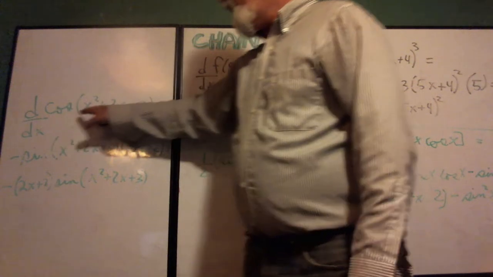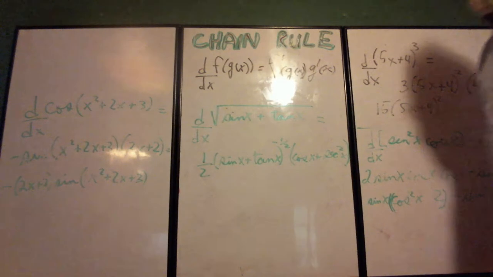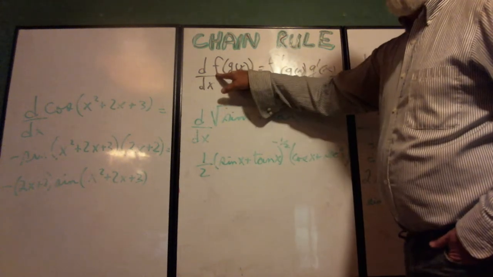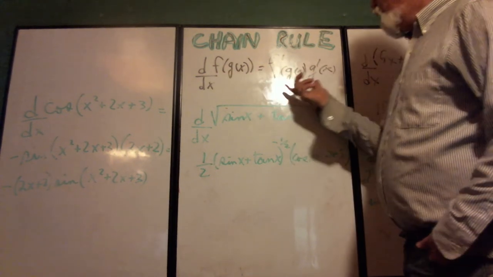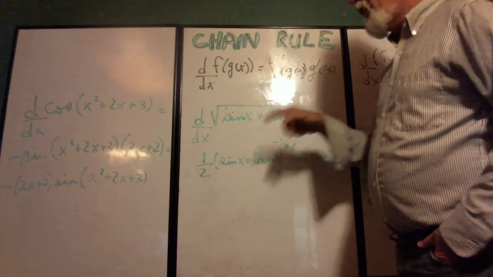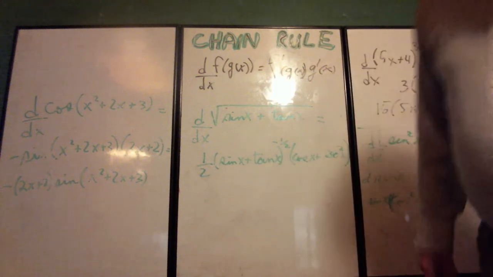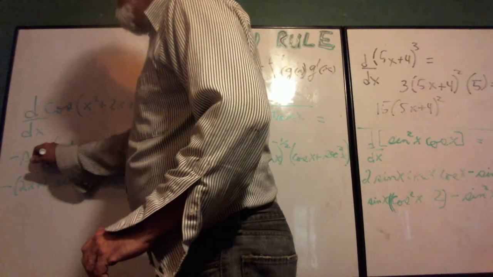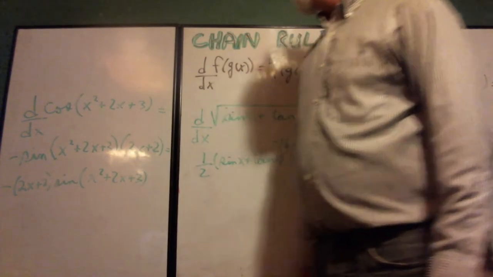So here's the derivative with respect to x of cosine of the quantity x squared plus 2x plus 3. So the outside function is the cosine. The inside function is x squared plus 2x plus 3. So the chain rule says to do this, you take the derivative of the outside function, inside unchanged. Well, the derivative of cosine is negative sine. So you got that negative sine of the inside, that's easy. And you got the inside unchanged, that's easy. But then it's times the derivative of the inside.